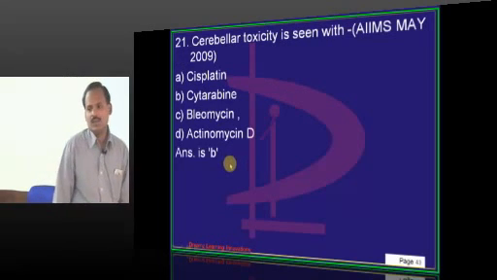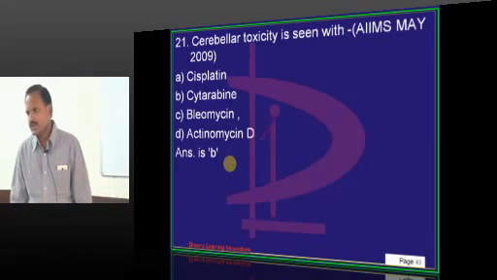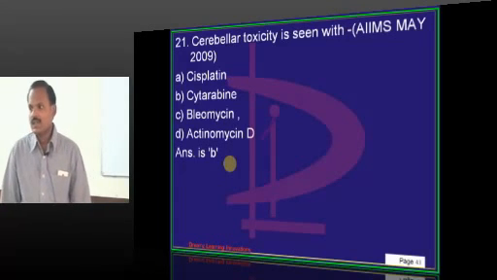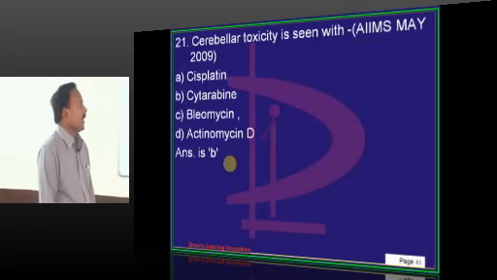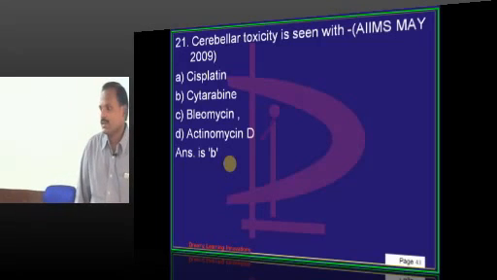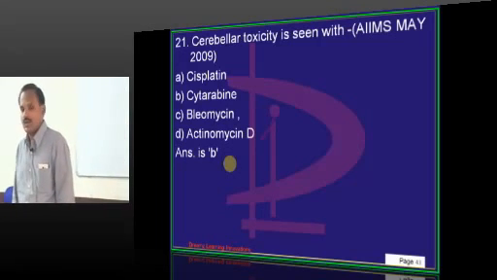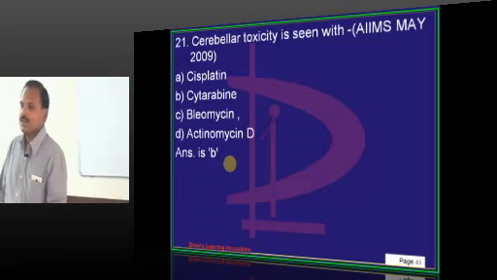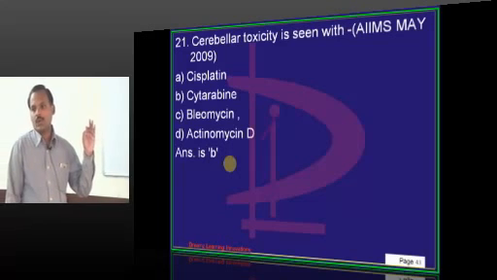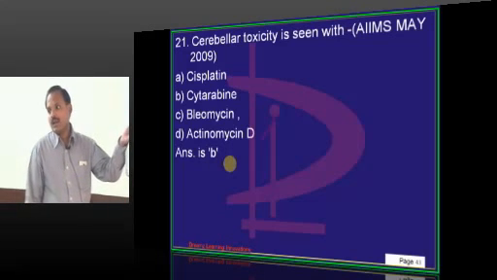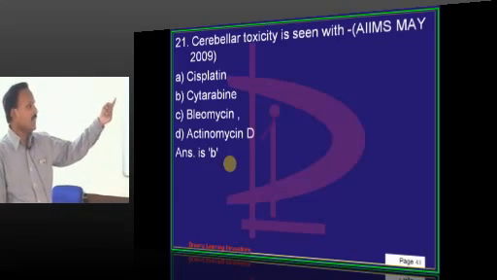Cerebellar toxicity is seen with quite a lot of compounds which cause ataxia. Here it is cytarabine. Of course, 5-fluorouracil, gemcitabine, capecitabine can also cause it, but the most important one which can cause this cerebellar ataxia is cytarabine.